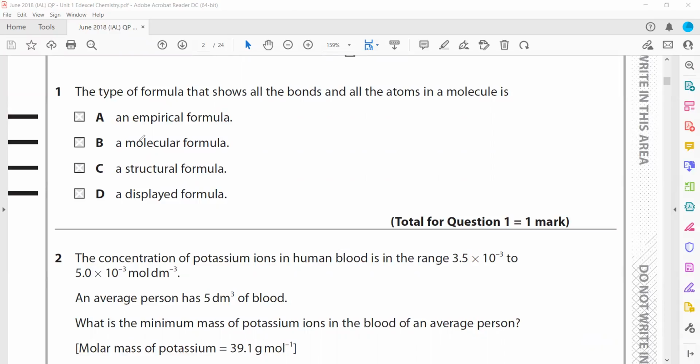Molecular represents the actual number of atoms but does not show the bonds. In a structural formula, we don't show all the bonds; we represent the molecule in groups. In a displayed formula, we represent all the bonds and all the atoms. So that's why D is the right answer for this.